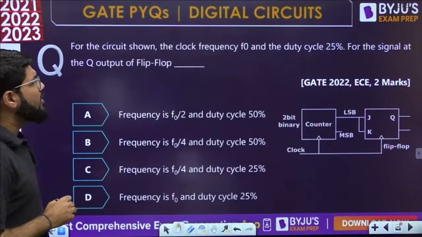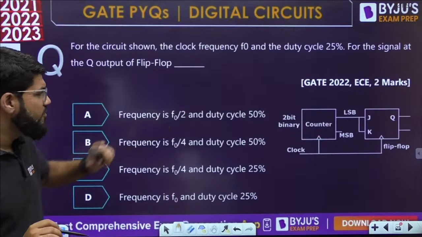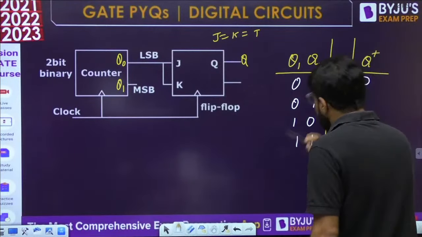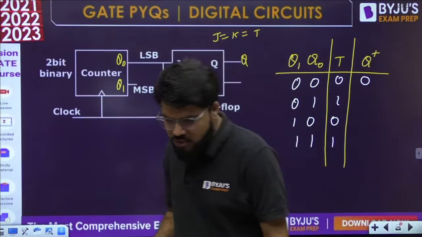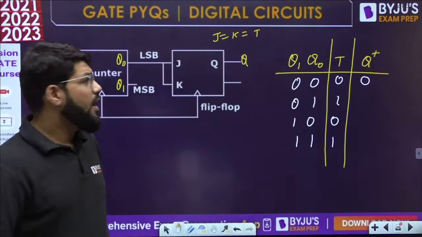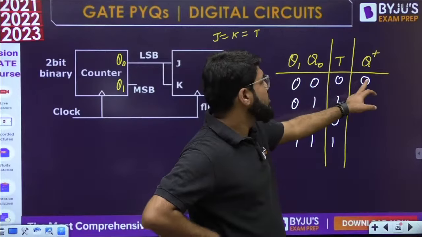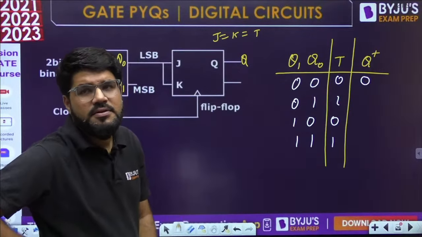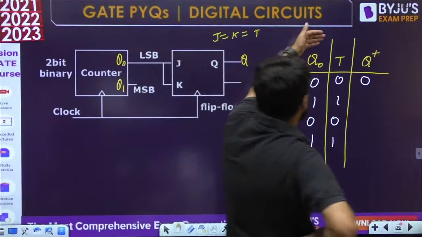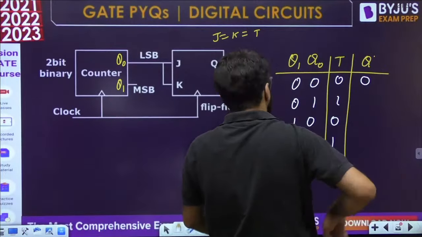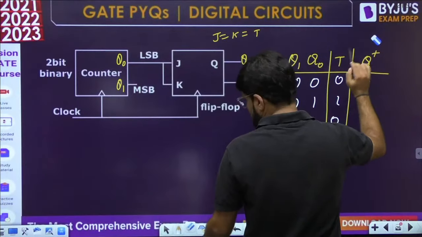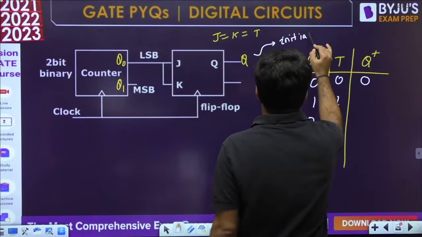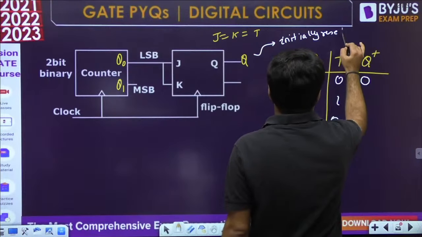Now, of course, by default, any device is started with reset. So initially the flip-flop is also reset. Now if the T input is 0, there is not going to be any change. I take this initially as 0, by default reset.